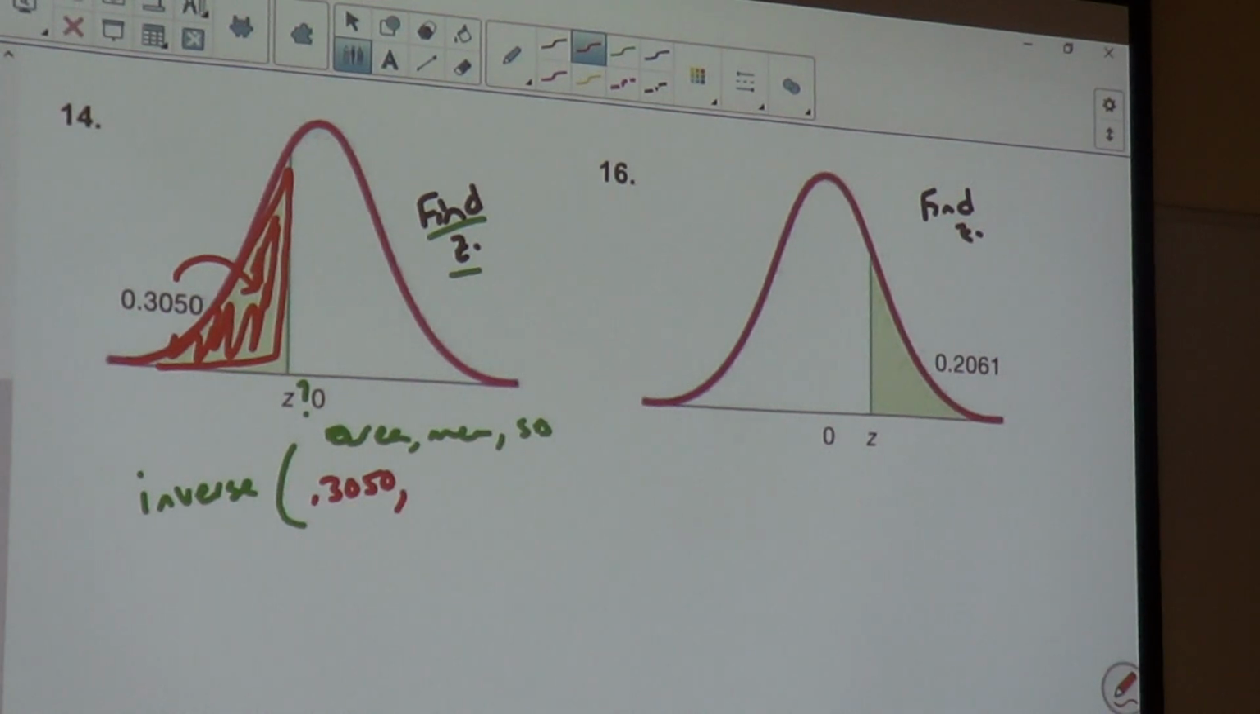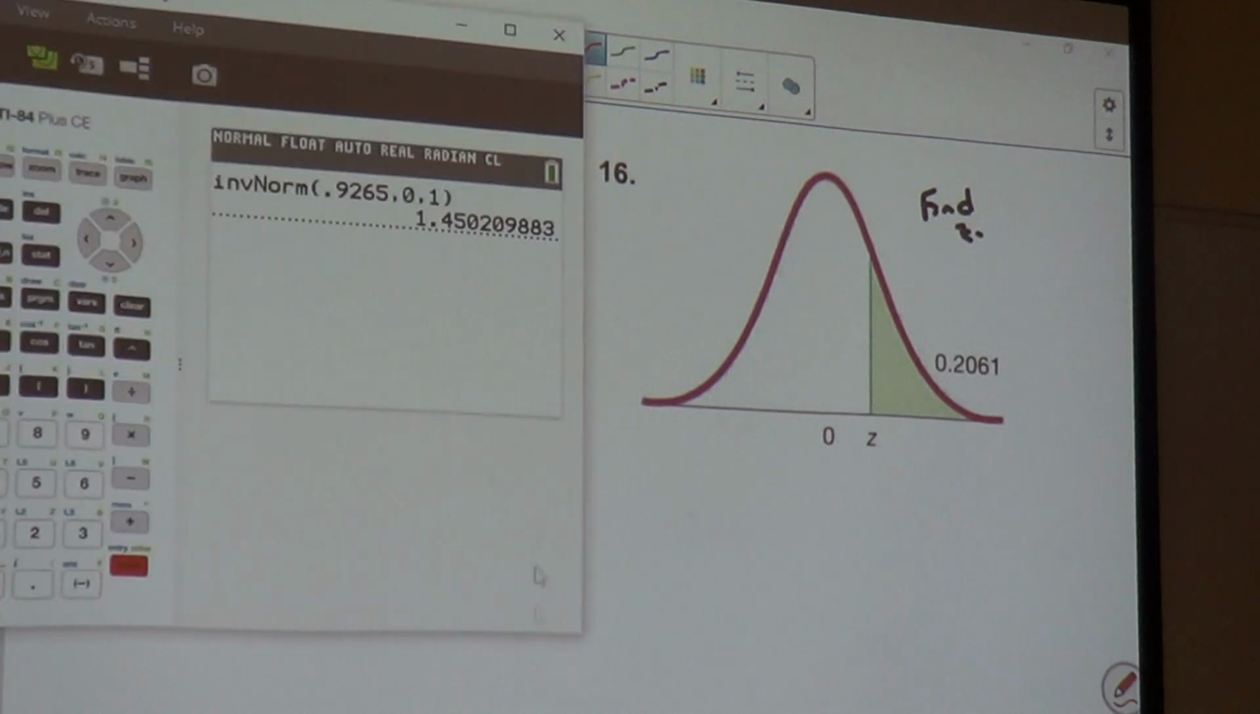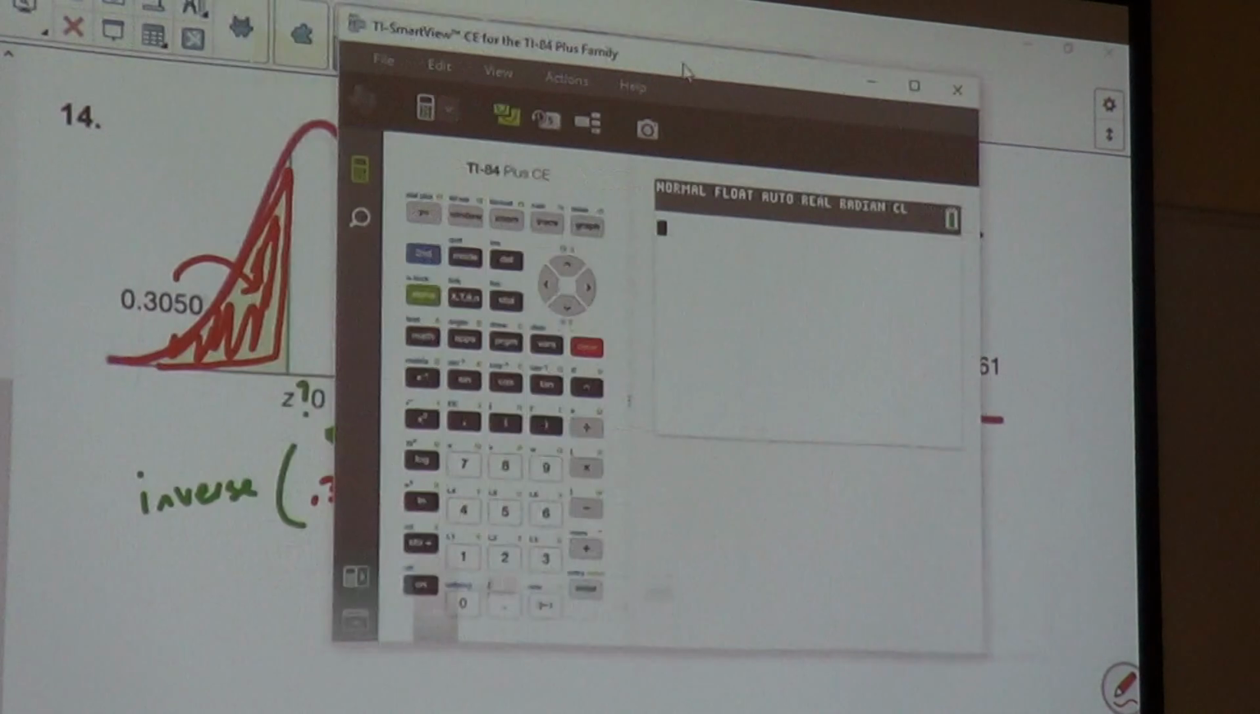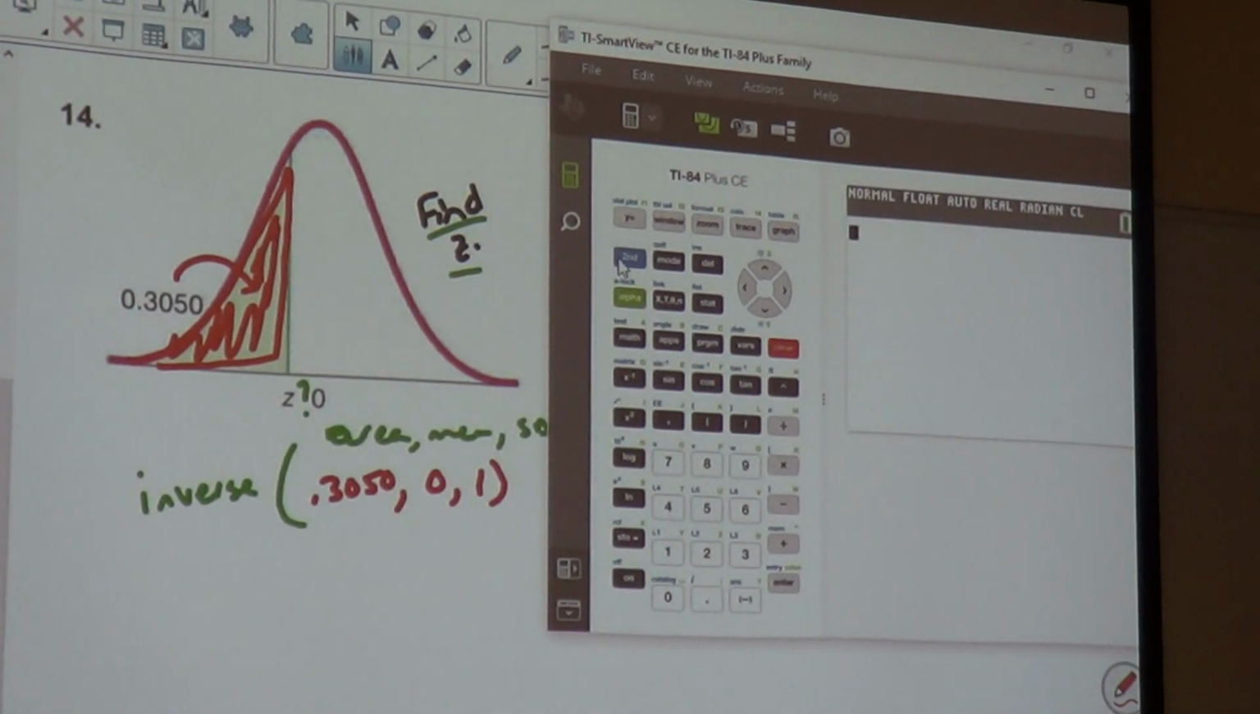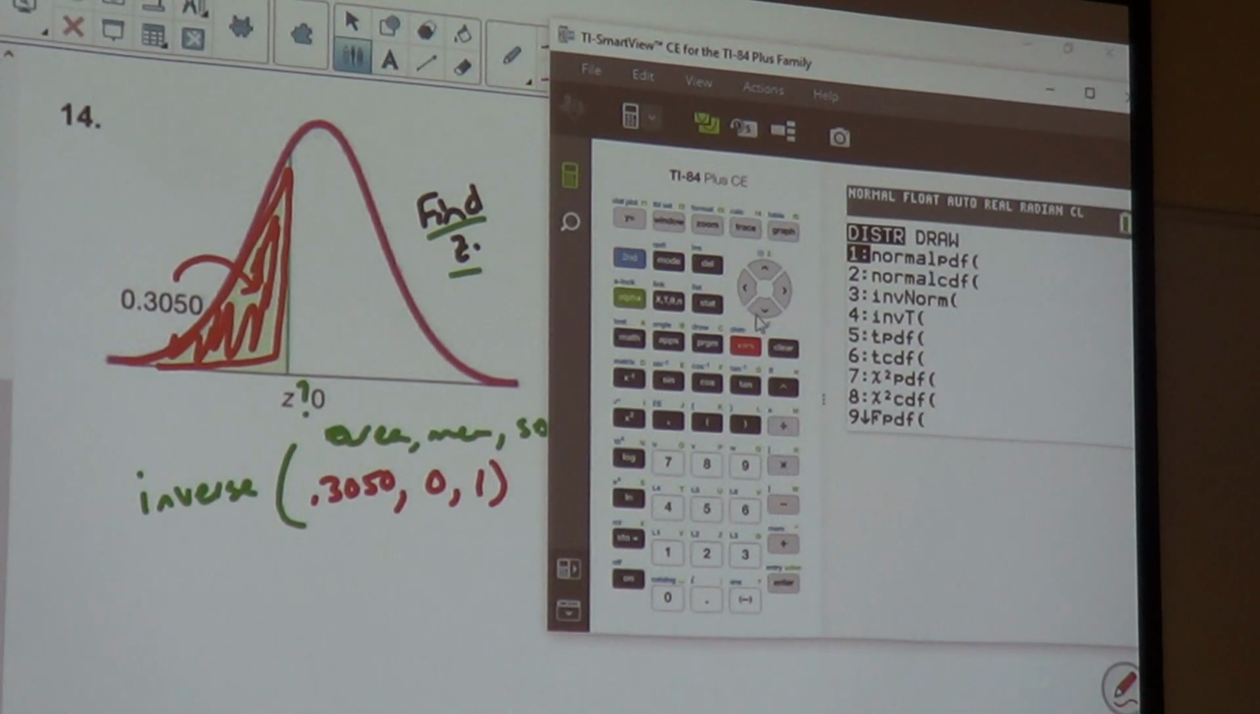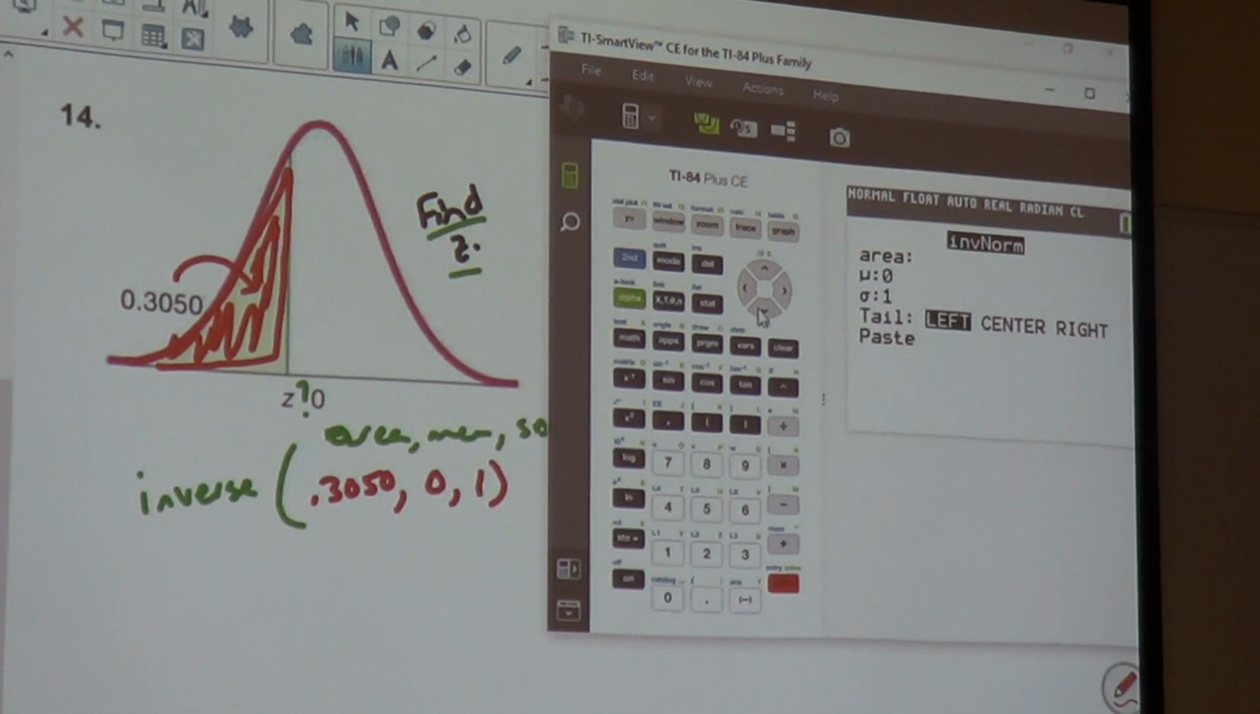0.3050, and 0, 1. So when I go to my calculator, the way I got the inverse norm, y'all, is I did second bars, and I went to inverse norm. Now, it's not going to ask me like this, and it's not going to ask me whether to do left or right. That's why I'm not going there. I'm just doing second enter so that you can see it like you'll see it on the test.